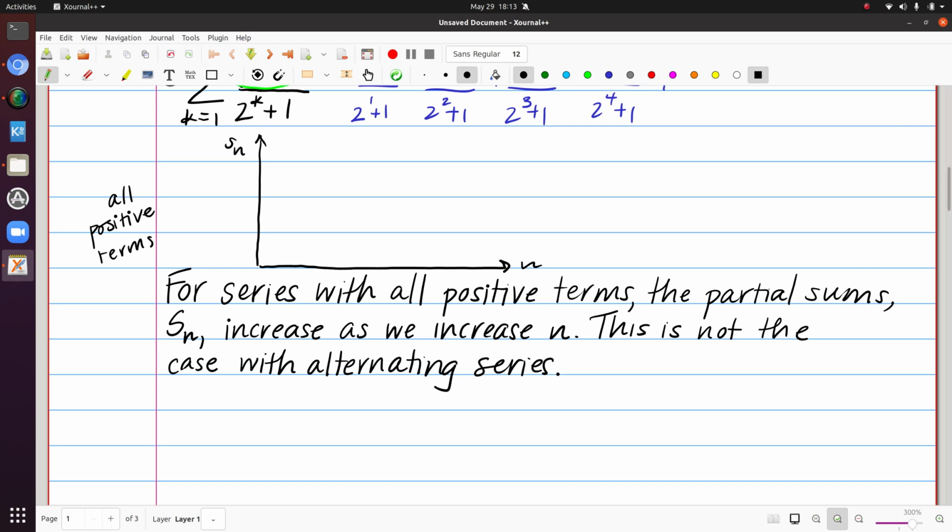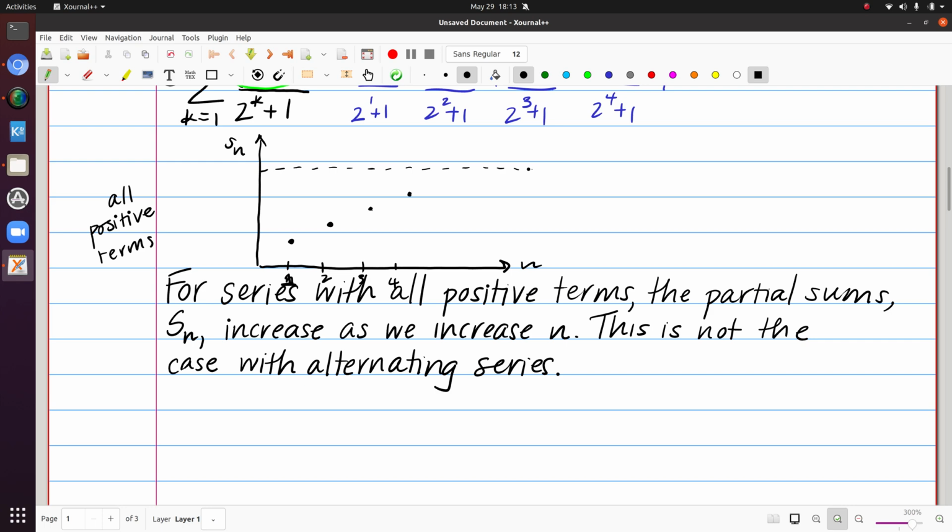So when n is 1, we would get the first term of the series. When n is 2, we would get the sum of the first 2 terms. When n is 3, we would get the sum of the first 3 terms. And this would continue. And if the series converged, then we would expect that there would be some kind of ceiling that this would approach over time, where the vertical value there would be representative of the sum of the series. But it would always be increasing.